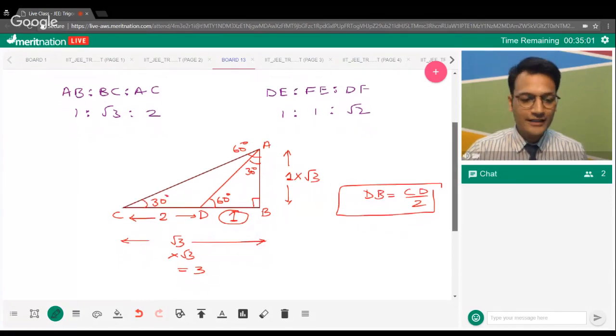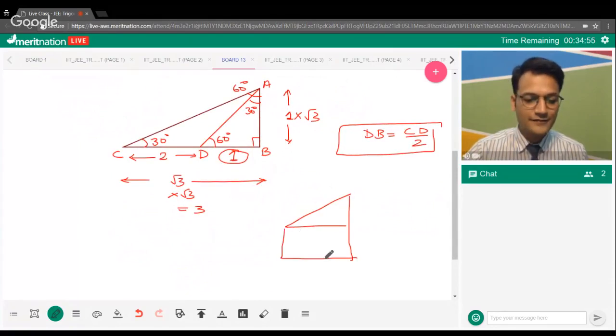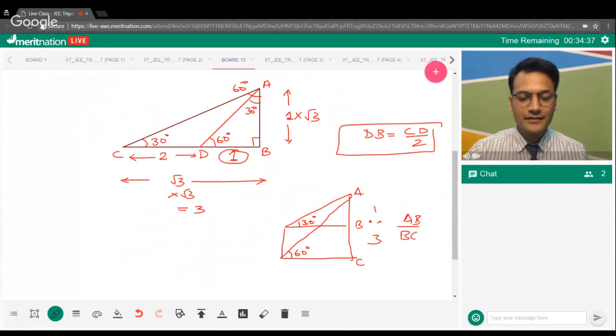On top of it, you usually get one more type of figure. See the figure, you would have seen this figure in many classes. So let me just join these two. Let's say this angle is 30 degree and this angle is 60 degree. In this case, again, you can remember that the ratio out here will be fixed. If I'm saying this is ABC, so this will be 1:3. What do I mean by that? AB upon BC will be 1/3.